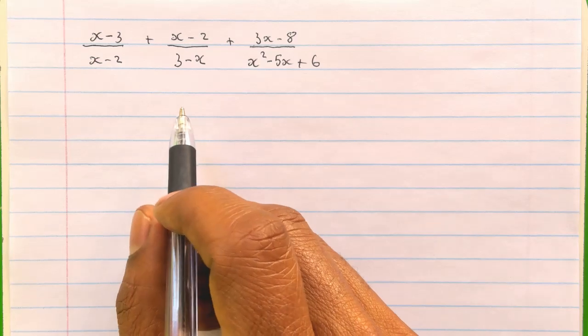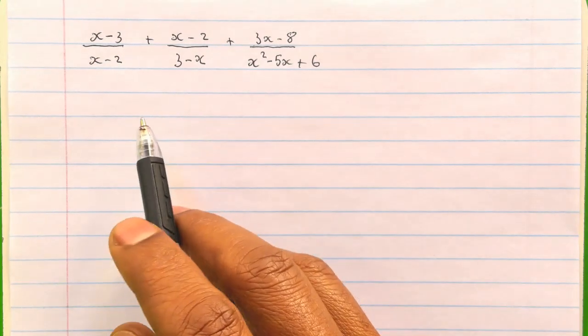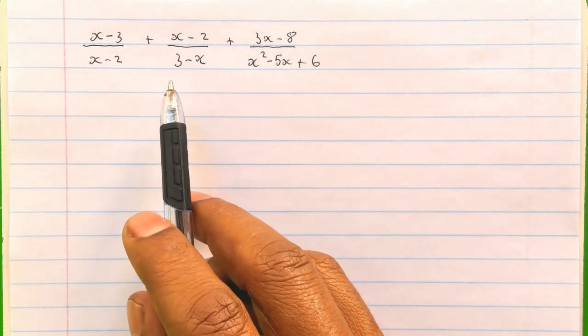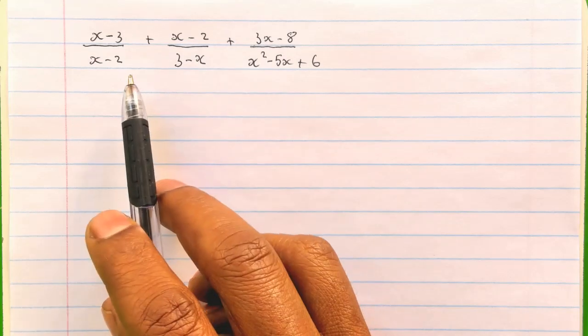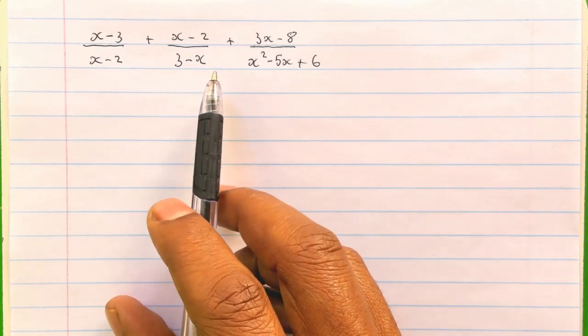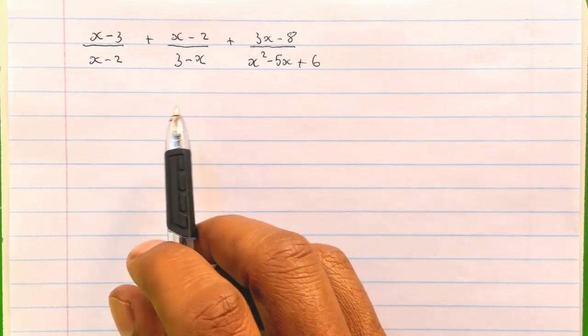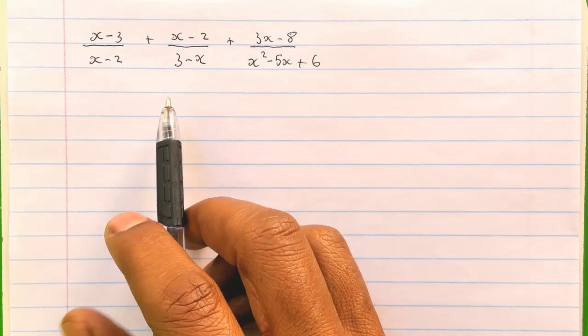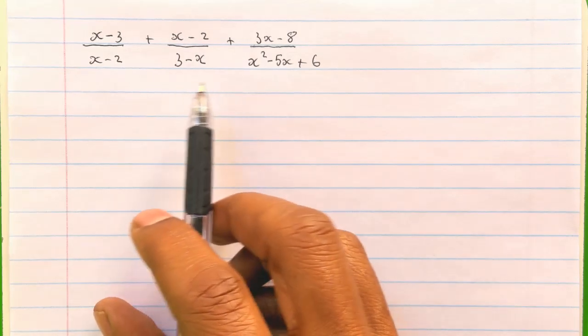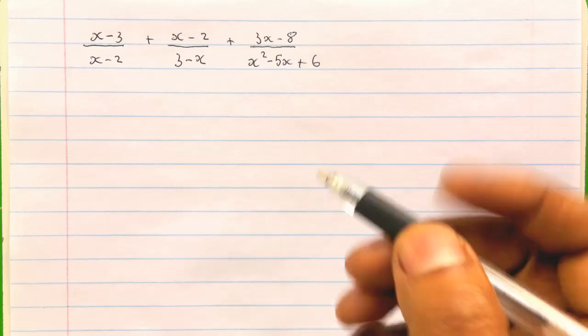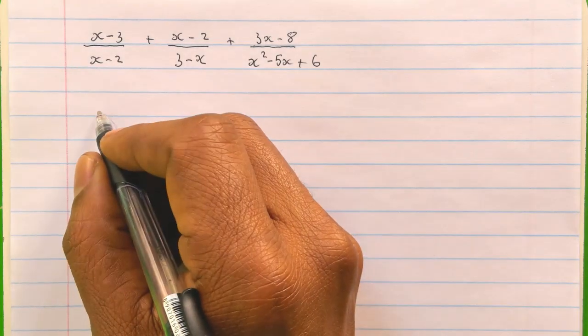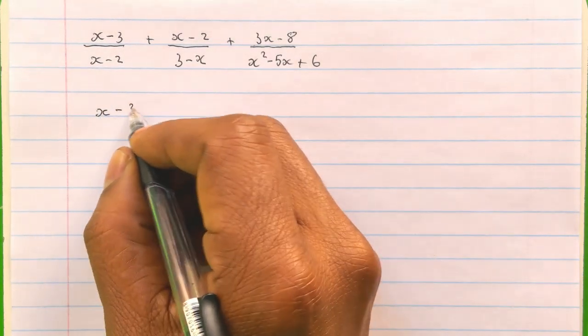We are adding rational expressions. It's like fractions that have denominators. When we add fractions, what do we want? We want to find what the LCD is. In this instance, we simply can't, isn't it? So let's try to establish what our LCD is.